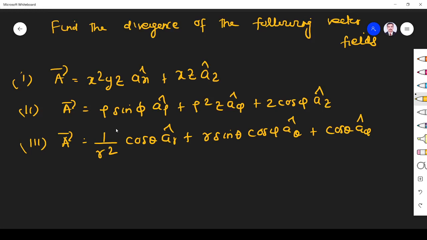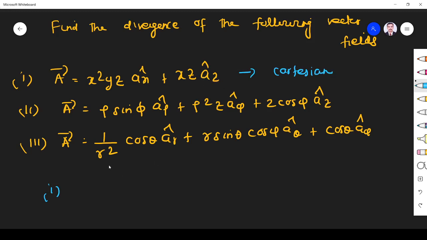So the question asked is: find the divergence of the following vector field. They gave a vector field and we have to find the divergence. Let's see the first problem. For the first problem, A is x squared yz ax plus xz az. So it has only ax and az components, so surely it must be a Cartesian coordinate system. X and z are there, right?